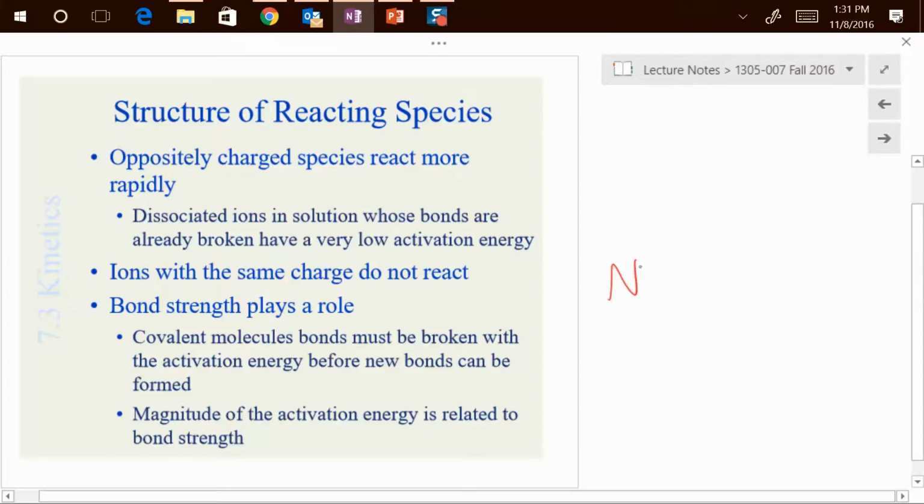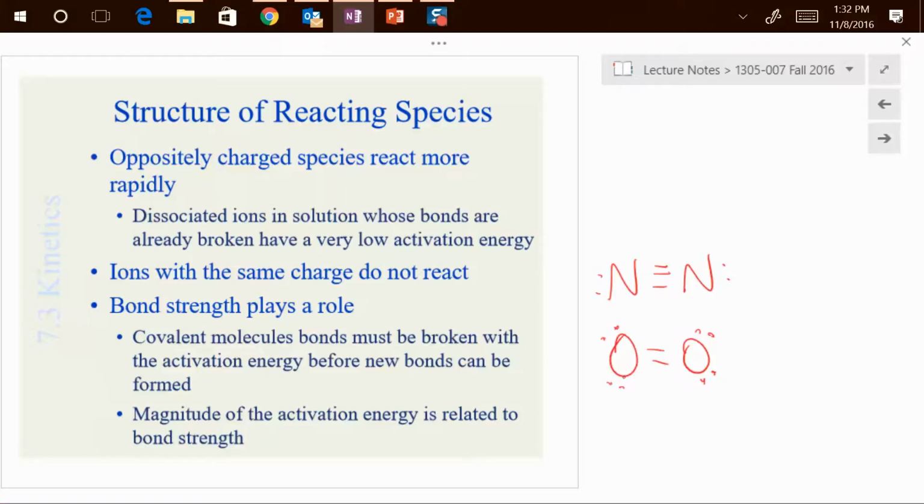So if I have something that's like this versus something that is like this, okay, which one's going to have more reactions occurring? The nitrogen or the oxygen? Which one will break its bonds more easily? Oxygen will break its bonds more easily because it's a double bond. And the energy associated with breaking a double bond is less than the energy required to break a triple bond on the nitrogen.